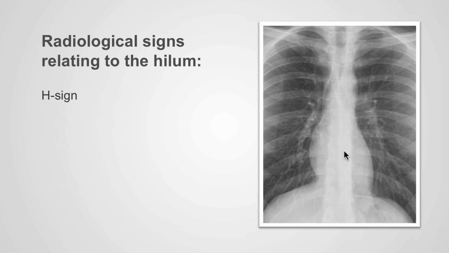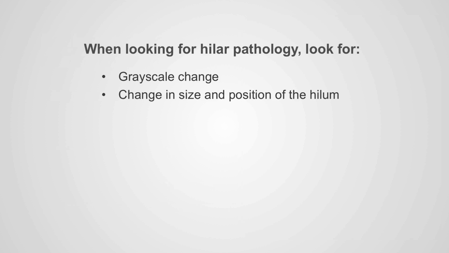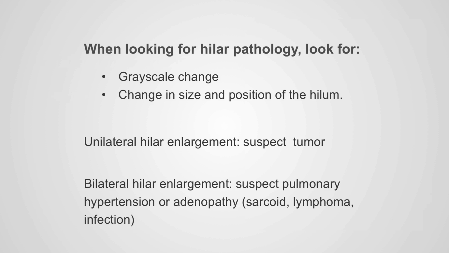And remember the H sign. The pulmonary arteries and their main branches roughly form the shape of a letter H. This will help you also remember that the descending branches have a vertical course within the inferior aspect of the hemithoraces. So to recap, when looking for hilar pathologies, look for change in grayscale, change in size and position of the hilum. If you identify unilateral hilar enlargement, suspect tumor. If you identify bilateral hilar enlargement, suspect pulmonary hypertension or adenopathy.